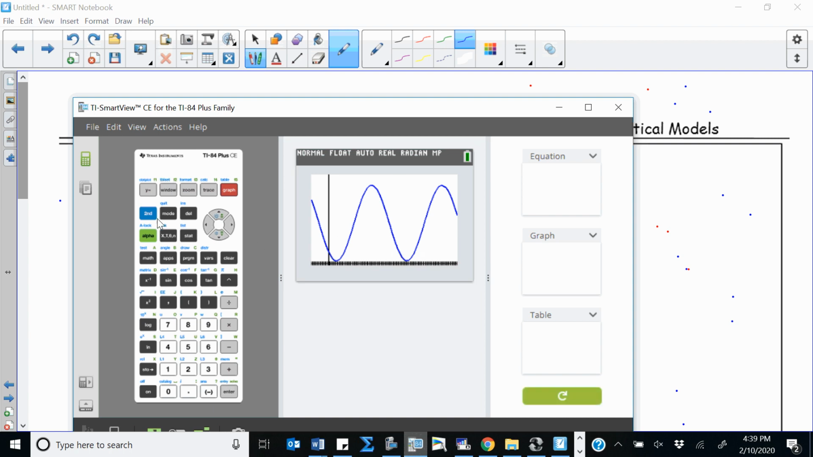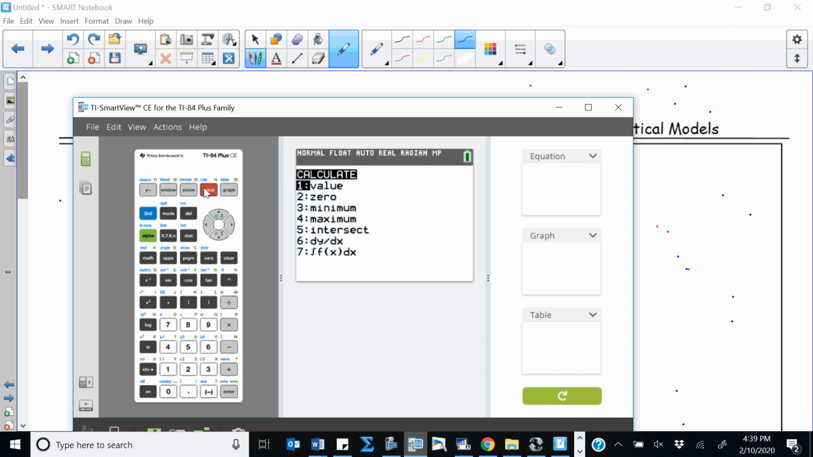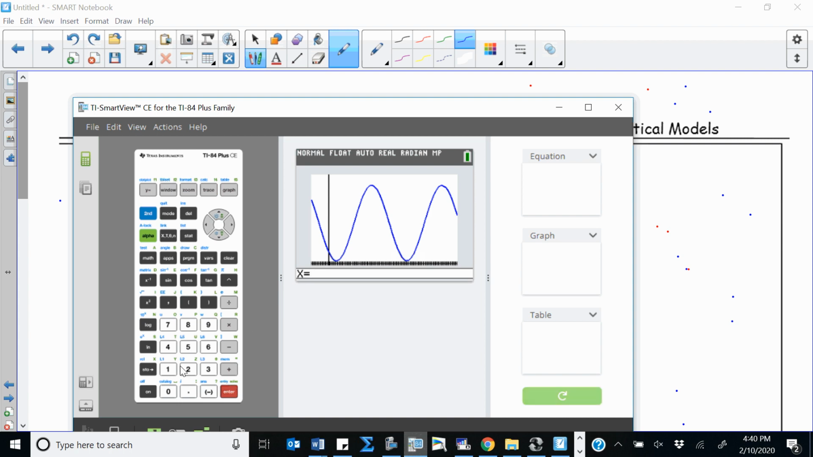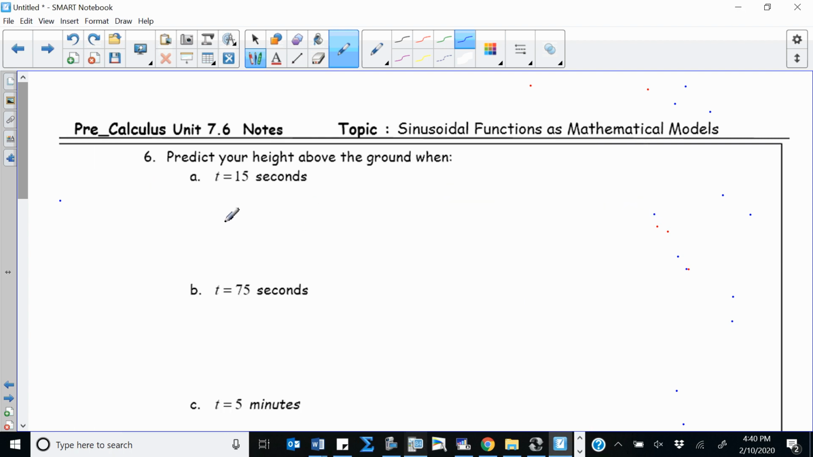Now, to find the y value when t is 15, I go second trace and the first one value. So when x is 15, actually my time is 15, what is my y value? Enter, it is 19 point something. So the height at this point when time is 15 is 19.006 feet.